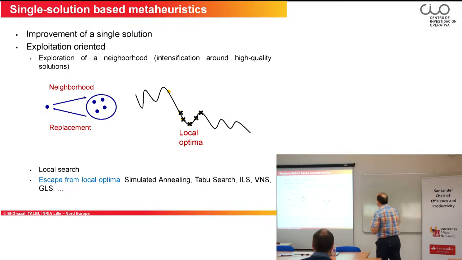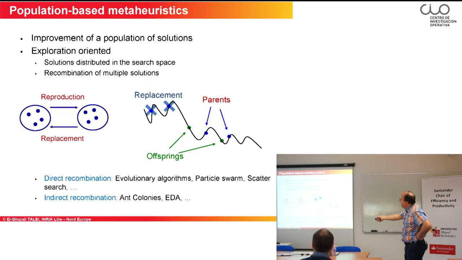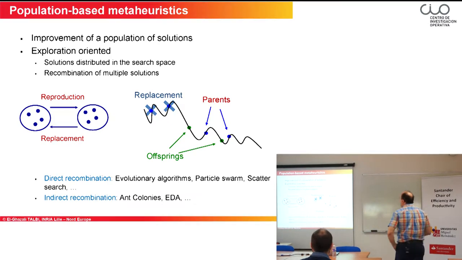Okay? And the population-based algorithms will generate a new population and then replace the current population. Of course, the different algorithms, ant colonies, particle swarm, EDAs, will differ in how to reproduce the new population and how to replace the current population. But the general framework of the algorithms is this one. Good. So, just to give you an idea about metaheuristics.